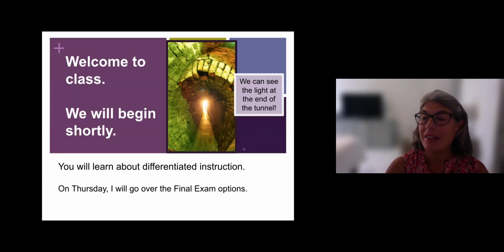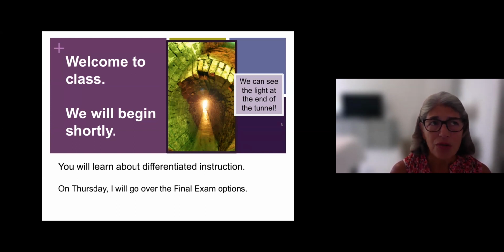The light at the end of the tunnel. This week is our last week of lessons, and next week you're going to be working on your final exam. So this week you're going to be learning about differentiated instruction that really puts together a lot of the other things we were learning. This is at the end of the class on purpose because it synthesizes many of the other concepts that we've been learning throughout the semester.